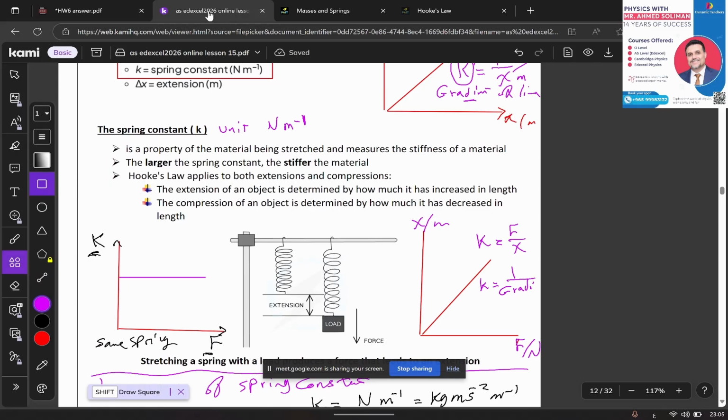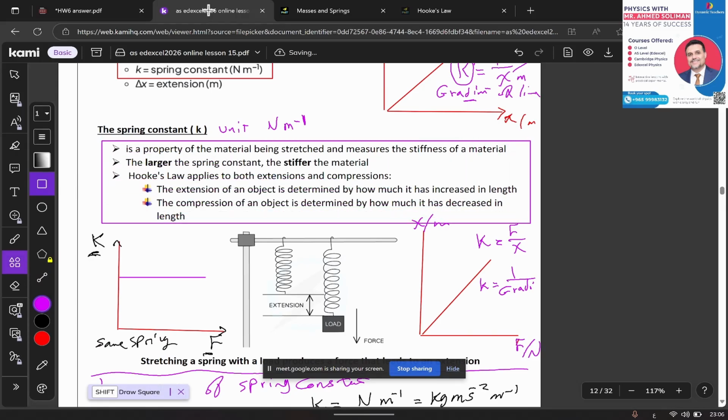After that, we will move to this part. So now it is a property of the material being stretched and measures the stiffness of the material. So the constant is what? A property of the material. It cannot be changed except if we change, for example, the number of turns of the spring, the length of the spring like this. But it's a property of the material being stretched and measures the stiffness of the material.